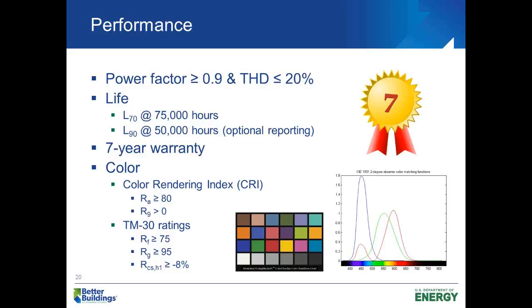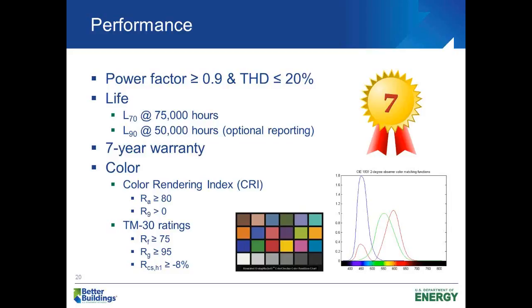And with respect to color, the color rendering index has been the typical way to provide a representative description of the ability to reproduce colors with a given light source. The requirement here is that an average value of 80 color rendering index be achieved, and that an R9 that is positive be achieved.